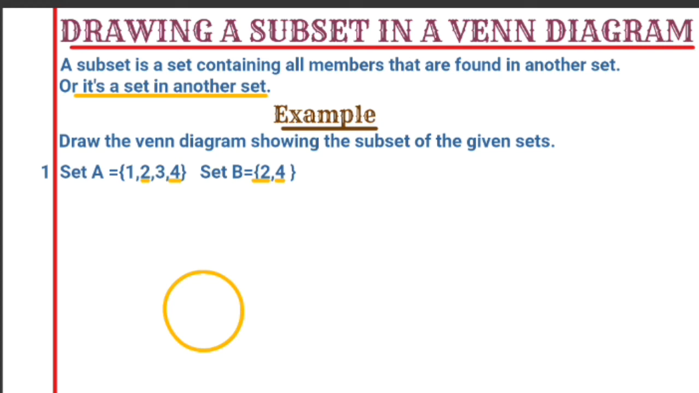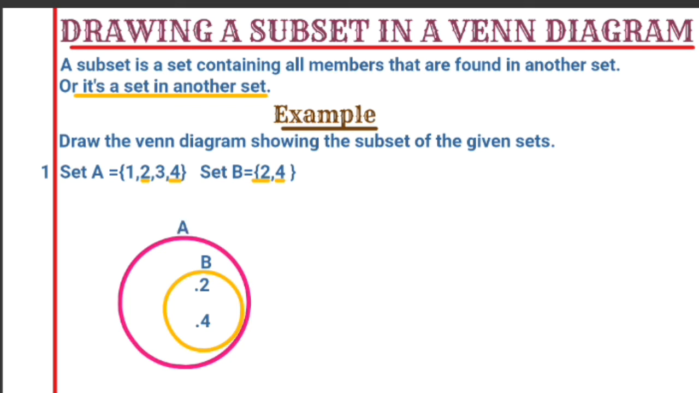After I draw the circle, we'll name it set B. Afterwards, we are going to write the members of set B inside the circle. We have the members 2 and 4. These are the two members which are in set B. Thereafter, we are going to draw set A. When we are drawing set A, we need to put set B inside the circle of set A. Then we name it set A.